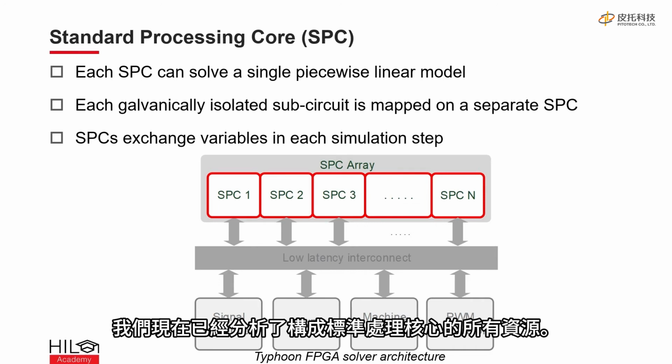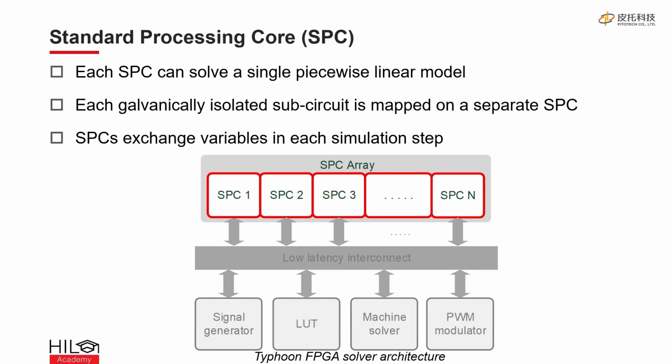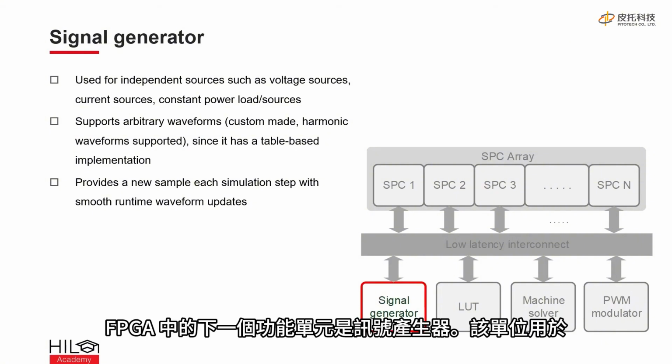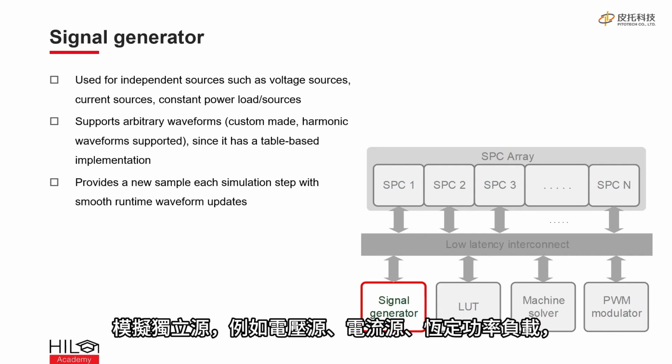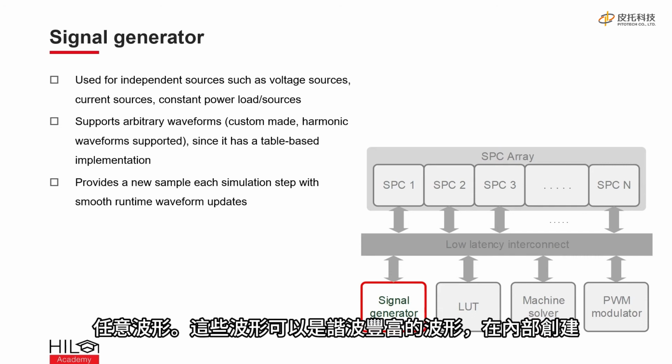We have now analyzed all the resources that comprise a standard processing core. Let's now analyze other resources that comprise the Typhoon FPGA solver. The next functional unit within the FPGA is the signal generator. This unit is used to simulate independent sources such as voltage sources, current sources, constant power loads, and others. Since the signal generator has a table-based implementation, it supports arbitrary waveforms.